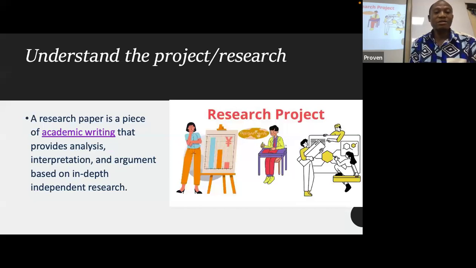Findings, and then you are making an argument to conclude or to position the paper in a certain ideological way. And then also, it has to be based on independent research. That's a work that is not copied from somewhere. So you see that it has got a lot of things to do.